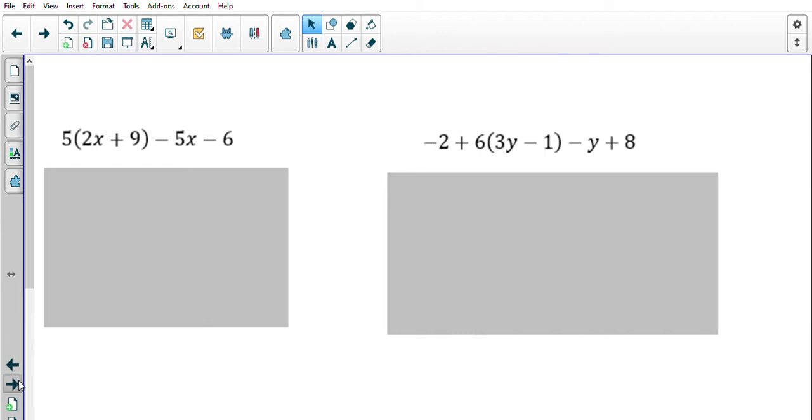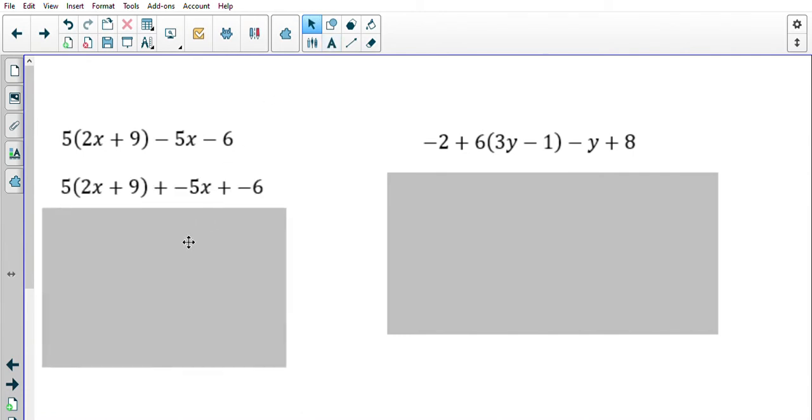All right, question number 1 on the left-hand side here, or question 3, depending on how you're looking at it. Start by adding the opposite. So the 5 and then in parentheses 2x plus 9 is going to stay the same, but minus 5x becomes plus negative 5x, and minus 6 becomes plus negative 6.